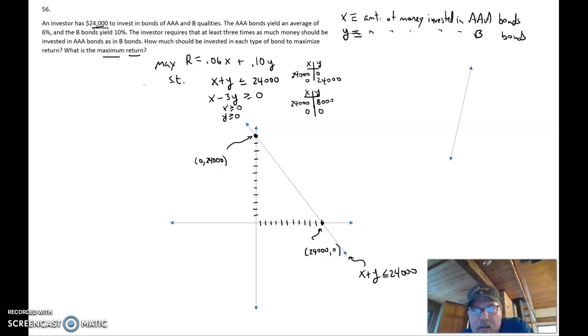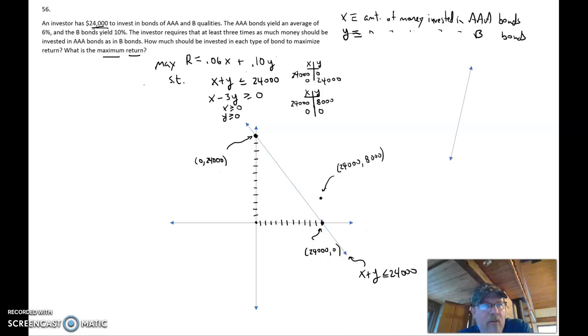X minus 3y is 24,000 and 8,000. So to the right 24,000, up 8,000: 2, 4, 6, 8. Right about here is 24,000, 8,000, and the origin.